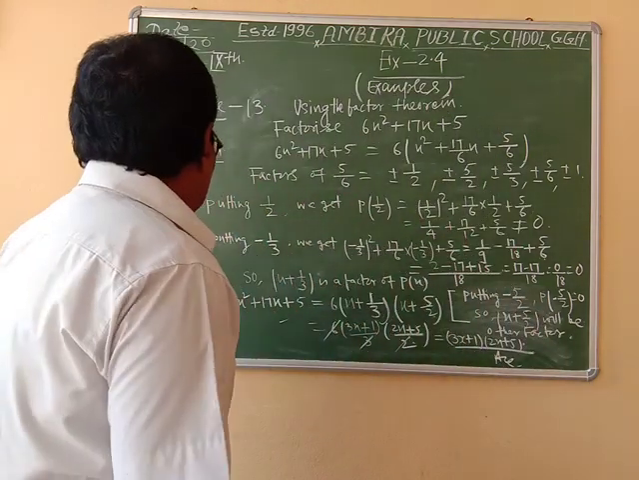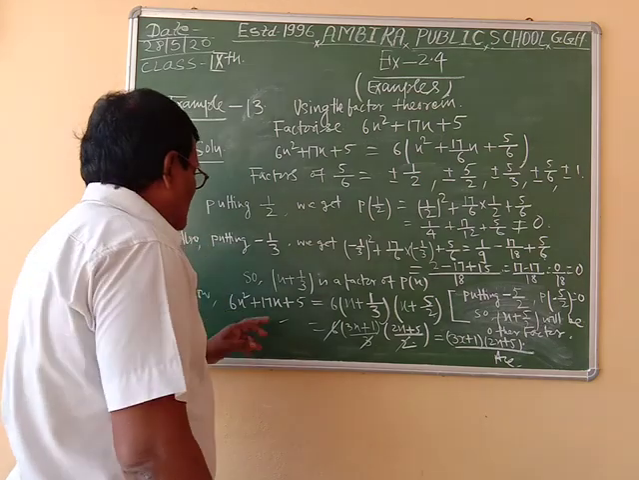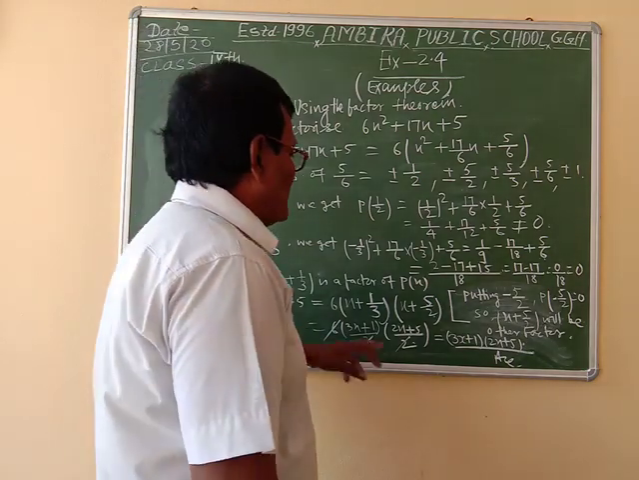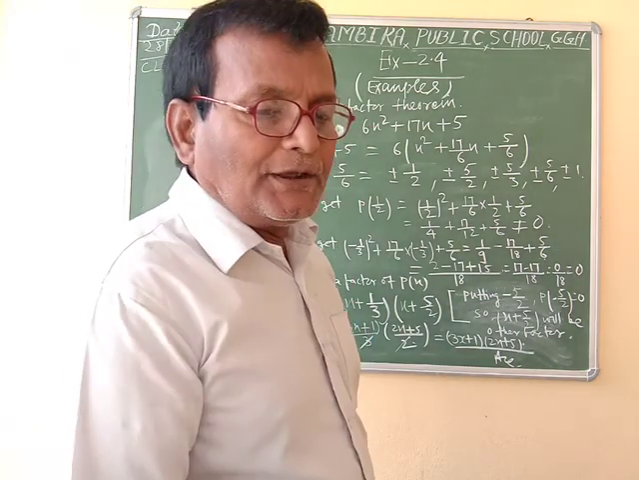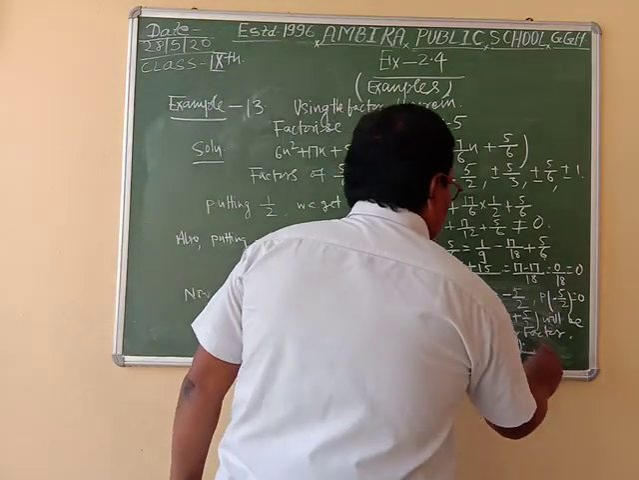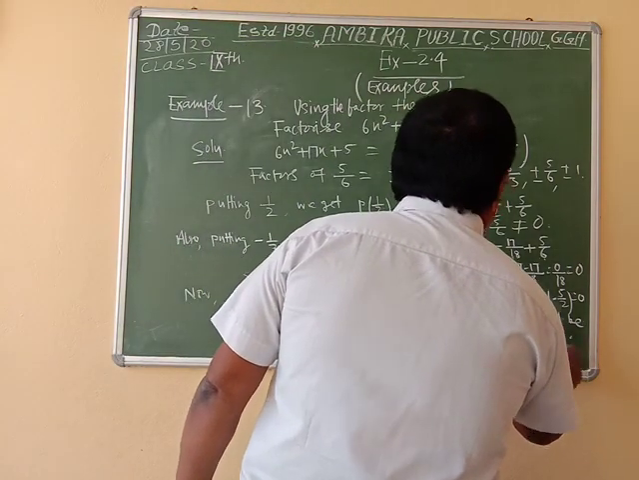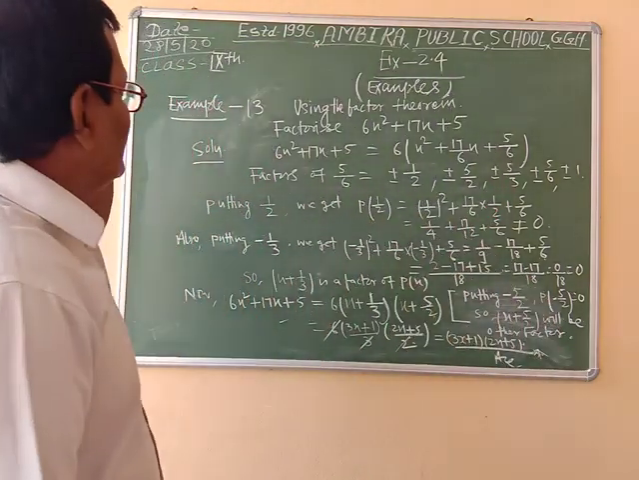Hence the factorization of 6x square plus 17x plus 5 is equal to 3x plus 1 into 2x plus 5. Now I am going to explain again.